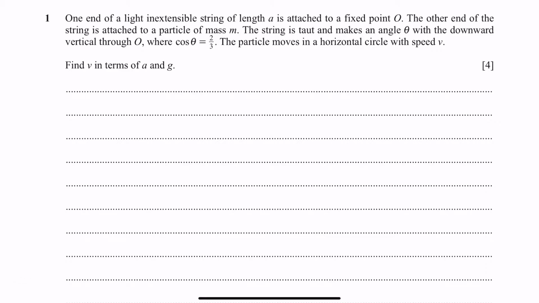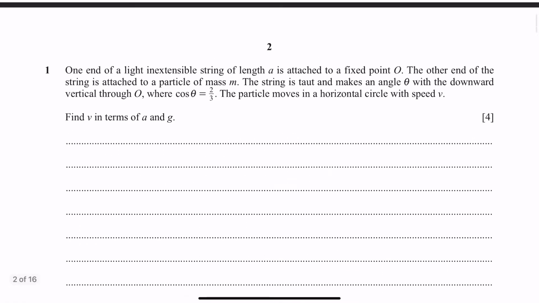First question. We have a light inextensible string of length a, attached to a fixed point O. The other end is attached to a particle of mass m. The string makes an angle theta with the downward vertical through O, where cos theta is 2/3, and the particle is moving in a horizontal circle.